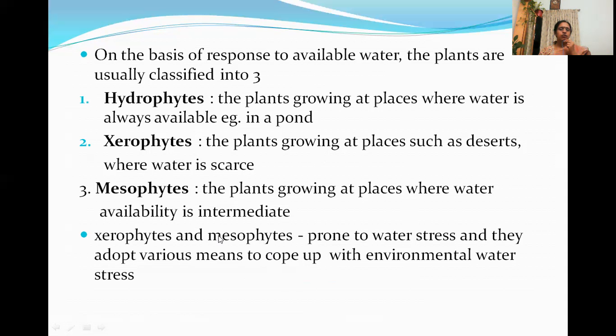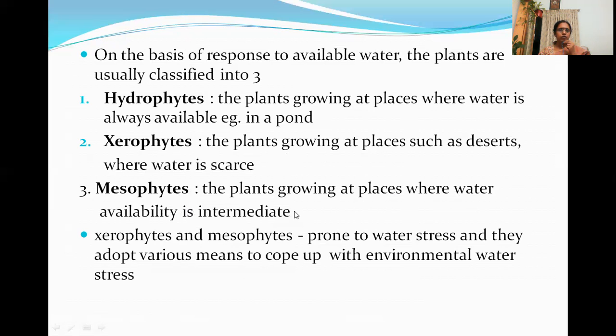You must have actually heard about this, learnt about this in your earlier classes, like in PUC or in high school. What are these hydrophytes? The plants growing at places where water is always available, or the plants which are growing in ponds or lakes or river or you can say ocean. They are all hydrophytes. Then xerophytes, plants growing at places such as deserts where water is scarce. And then mesophytes, the plants growing at places where water availability is intermediate.